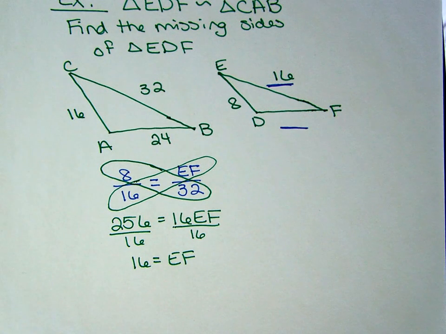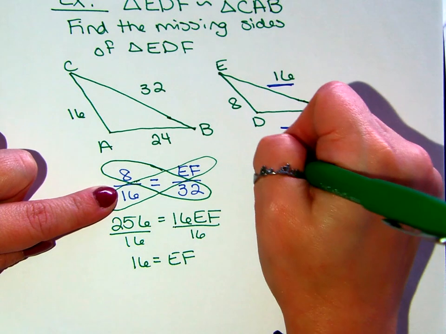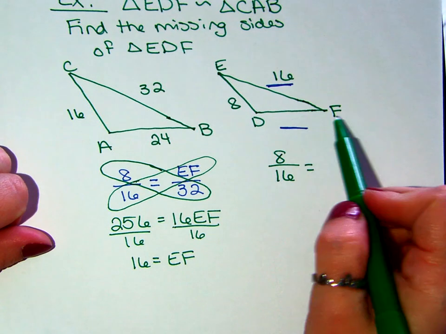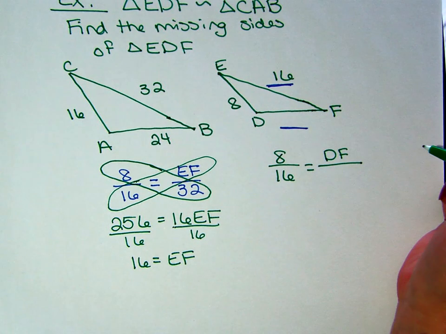So to find my last one, I could do the exact same thing. I can even keep my first fraction the same. I can have 8 over 16 equals, but this time I'm talking about DF. And what does DF correspond to? Yeah, to 24. It corresponds to side AB.